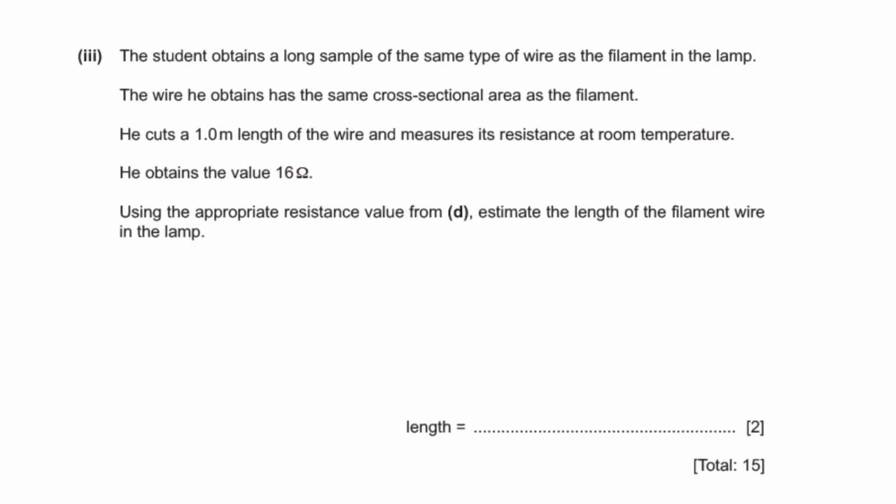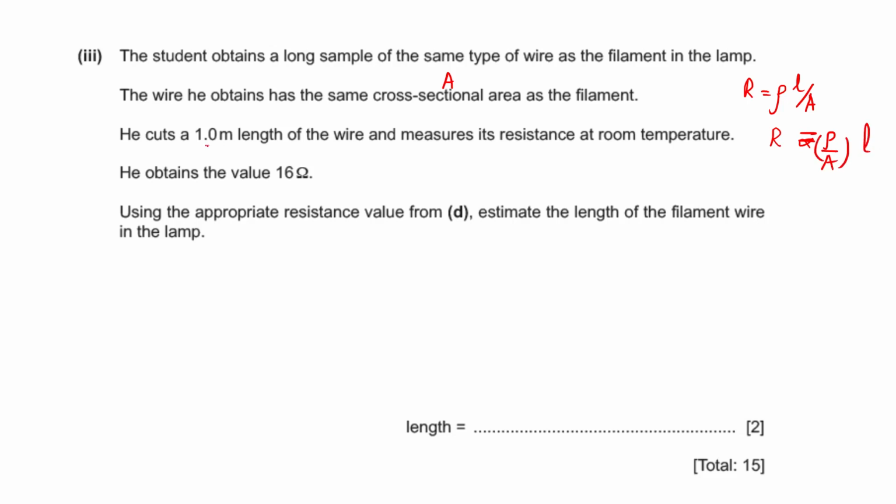So next part. The student obtains a long sample of the same type of wire as filament in the lamp. The wire he obtains has the same cross-sectional area. So area of the wire is the same. Again, remember resistance equals rho length over area, and rho is also the same. So this is constant, so we are mostly concerned with the length at the moment.